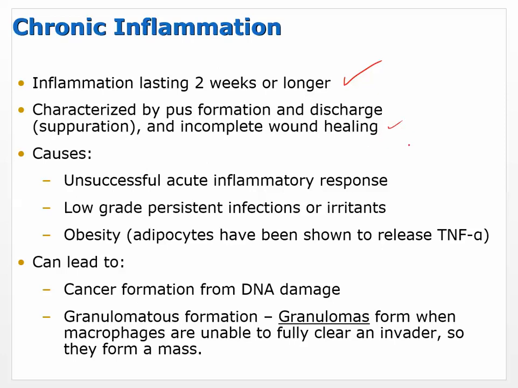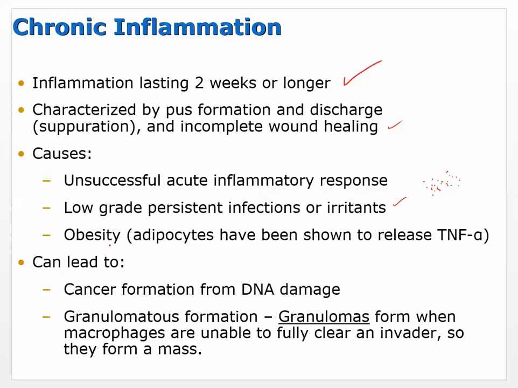It keeps trying. So what's causing it? An unsuccessful acute inflammatory response. Okay, so it's trying to do it, but it can't get it done. Low-grade persistent infections or irritants. So something is unable to be removed. So I mentioned earlier that cytokines or inflammatory signals continue to be produced, at low levels, it's just there.